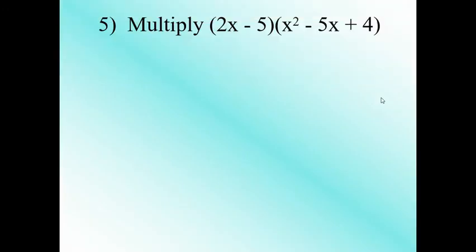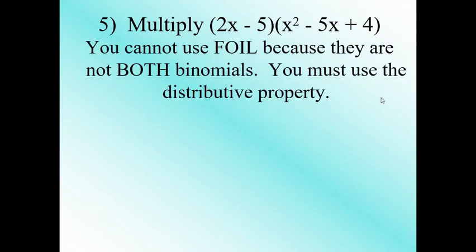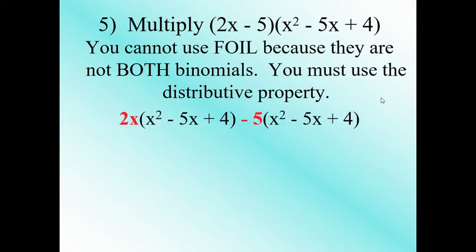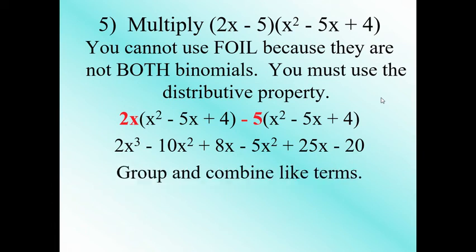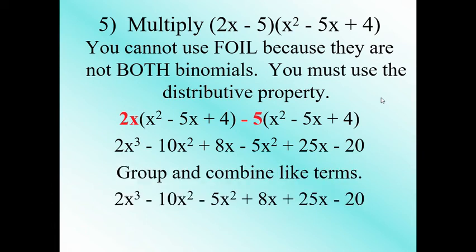All right, let's take a look at what happens when we try to multiply a binomial with a trinomial. Please remember we cannot use the FOIL method, but we can use the distributive property. Notice how we're going to multiply the 2x by the trinomial and then the -5 by the trinomial as well. Okay? Notice how long this becomes, and it's hard to see which terms are going to go together, but we will group and combine the like terms.